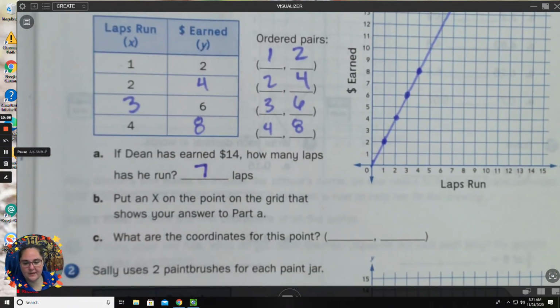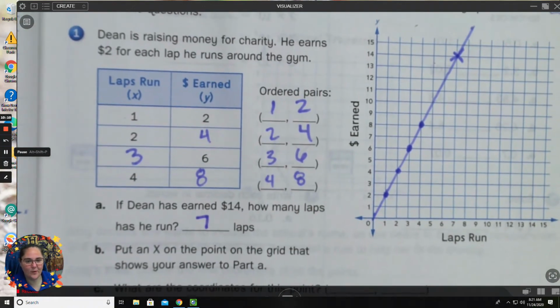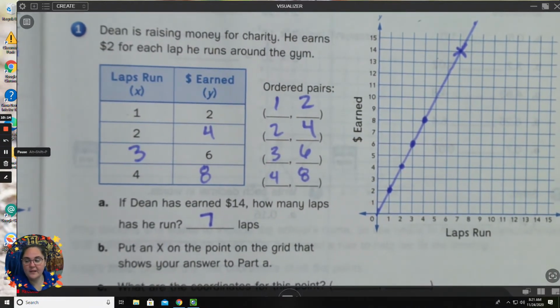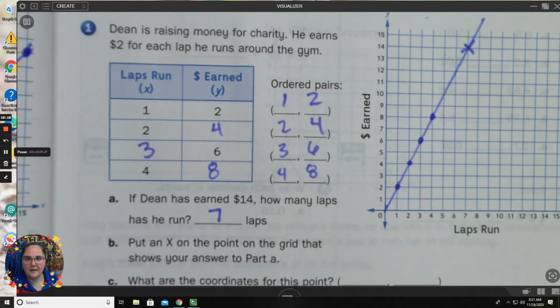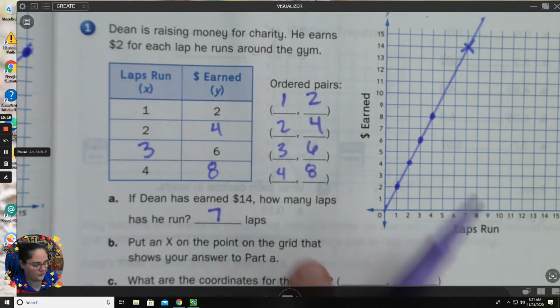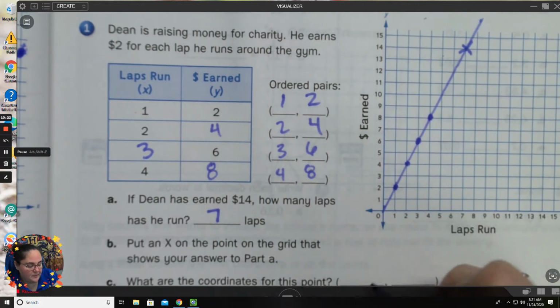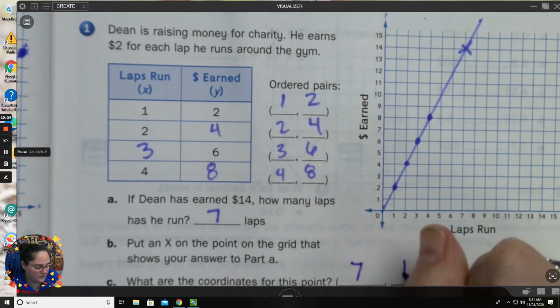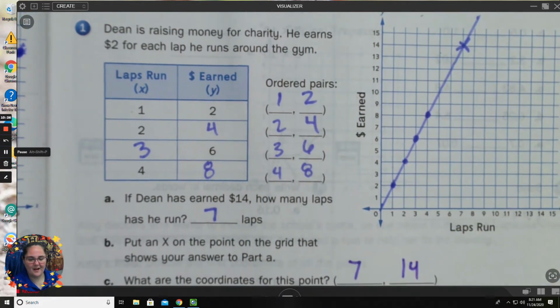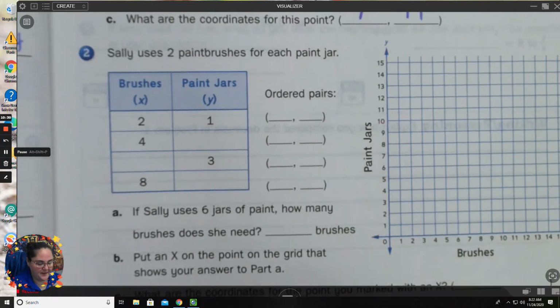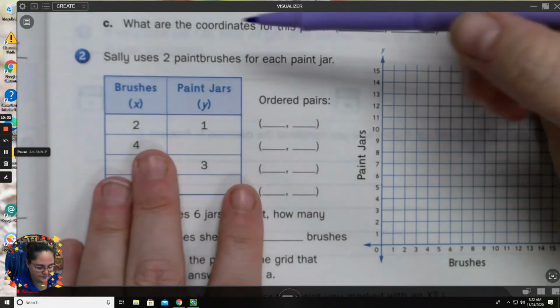What are the coordinates for this point? I want you to type in the coordinates. What would I use for that point? We remember over and then up. So over to 7, up to 14. So my ordered pair would be 7, 14. Awesome. Let's do the next few on this page. Let's see what we can figure out.